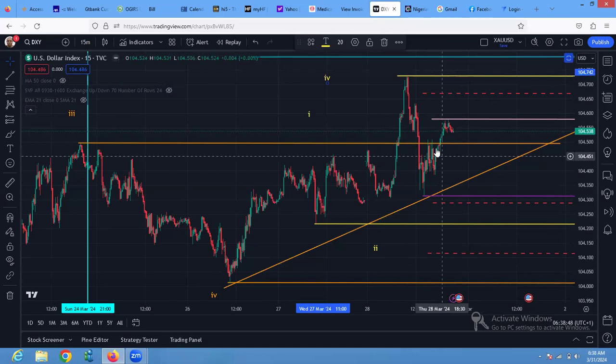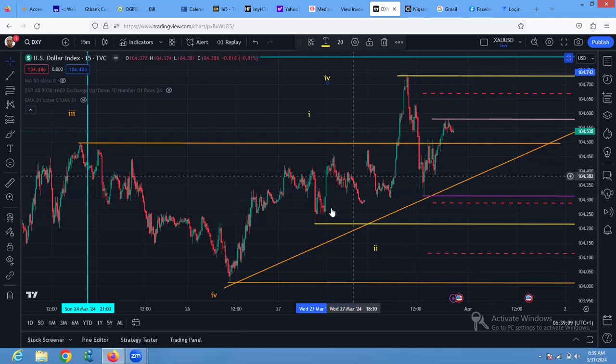Now, if it still works within this and this, we may say that this is still part of this correction without taking this low. But ultimately, if we are going to come to the downside, we must not take this low. Because this may still be part of the first move, like an A, B, and a C of 2. In that case, it's going to be a big correction to the upside.